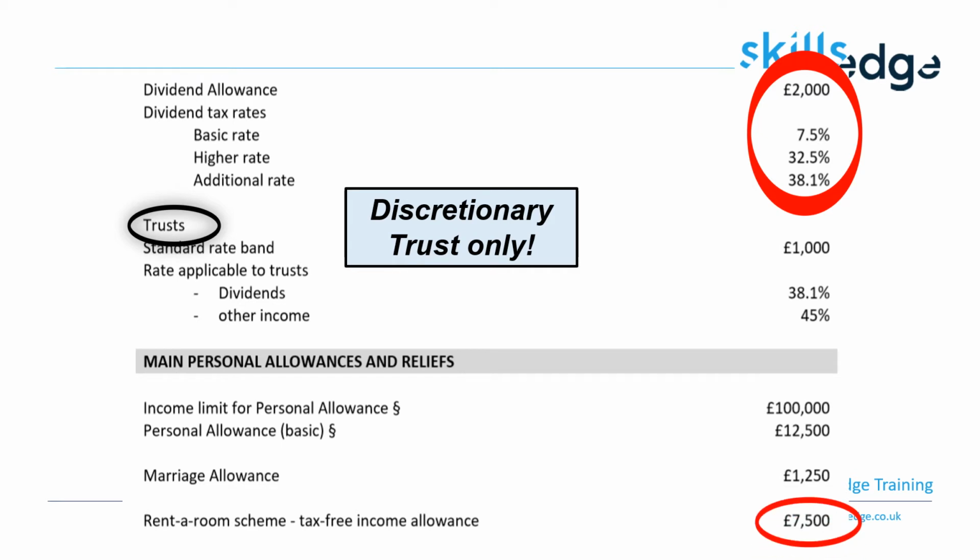And lastly, you have the rent and room relief of $7,500, which may also come up on this exam.